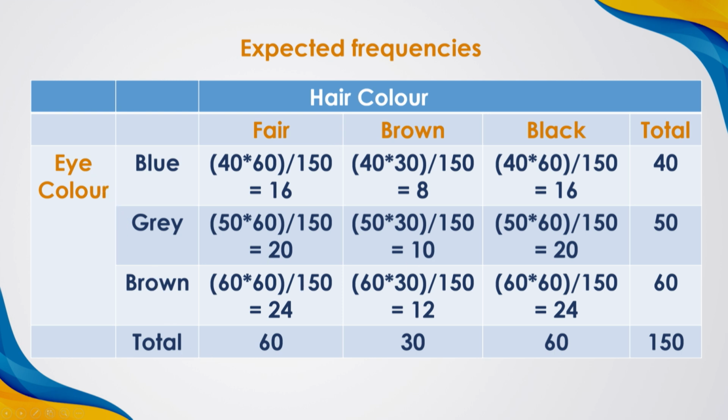In the similar fashion, these totals represent each category: 40 speaks about blue eye color, 50 speaks about grey eye color, 60 speaks about brown eye color. In a similar fashion, 60 speaks about fair hair color, 30 speaks about brown hair color, and the last 60 speaks about black hair color, and the final total 150 speaks about the total number of observations you have obtained.